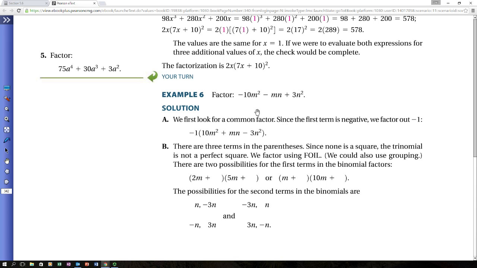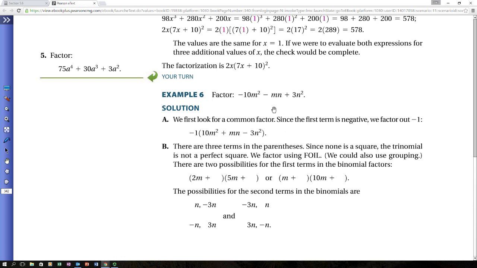Now, here we're used to working with patterns with a positive first term when we get to trinomials. So we're going to look for a perfect square trinomial. But the first thing they do is say it'd be easier if we had a positive first term. I can change the sign of any term in this by factoring out negative 1. So if I factor out negative 1, this negative 10m squared changes to a positive 10m squared, this negative mn changes to a positive mn, and this positive 3n squared goes to a negative 3n squared.